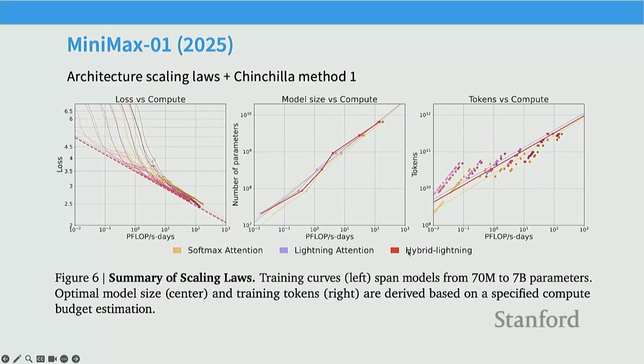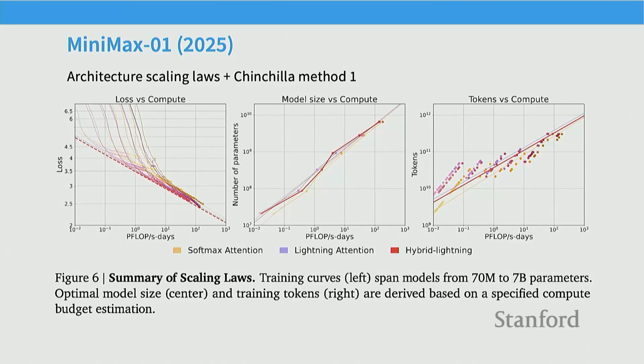And so they basically replicate method 1 for chinchilla, where they're looking at the lower envelope of the loss curves as they train. They look at the implied optimal model size and the implied optimal token count as they go. And roughly the conclusion that they draw from this is that the lightning and the hybrid models perform roughly the same as the softmax attention, and thus they're okay to train long context models on the basis of these architectures.